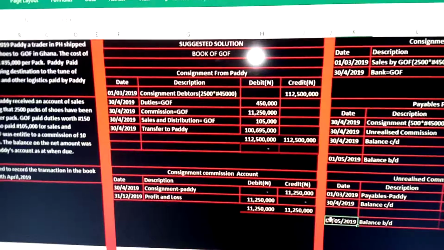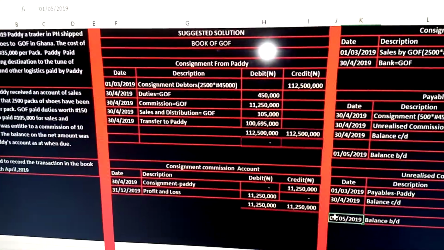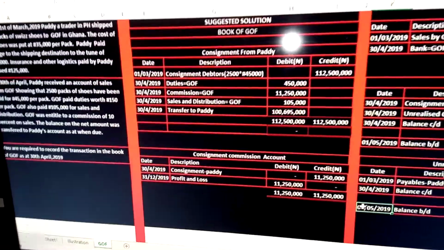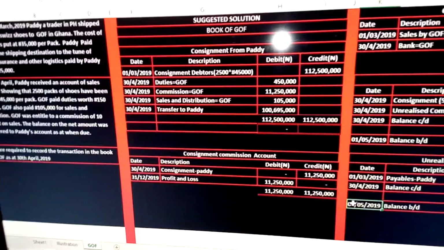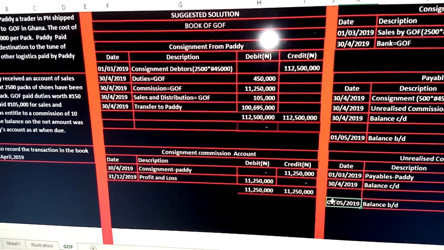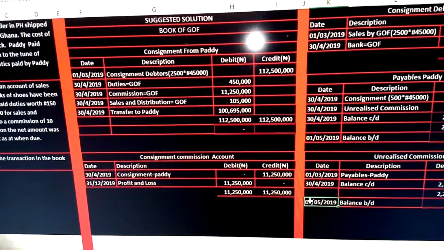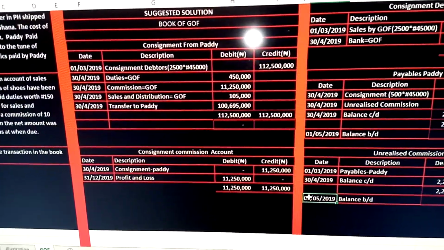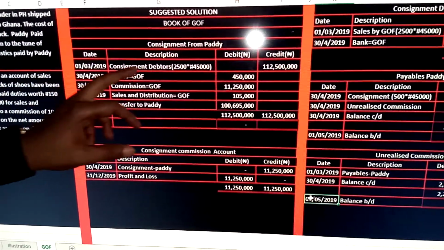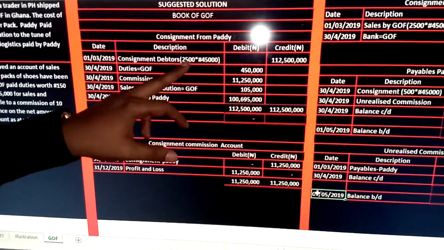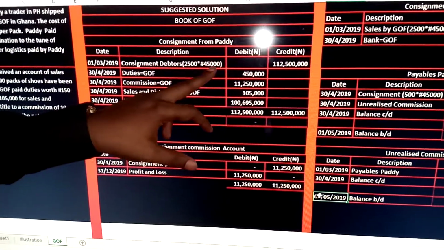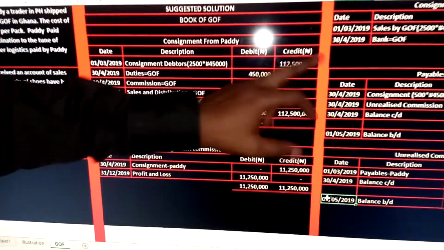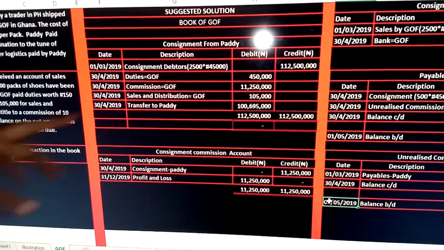Of GOF. Okay, so everything remains the same, but now we're looking at it from the perspective of GOF. So what do we have? Books of GOF. Consignment from Paddy. So the consignment that we sold to debtors, 2,500 units times 45,000, that's 112,500,000.